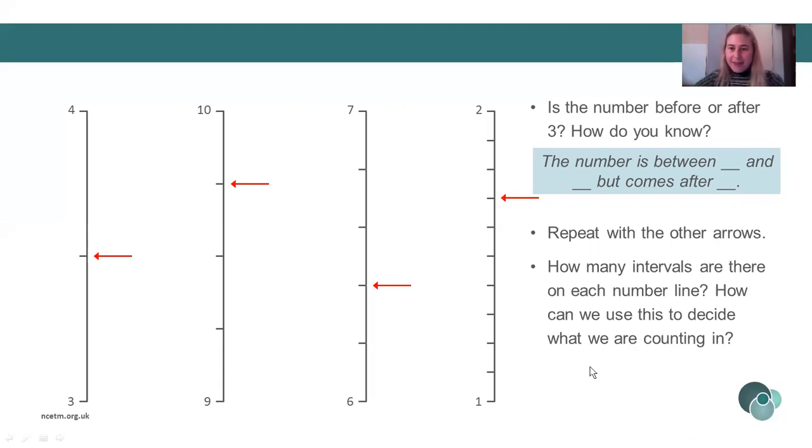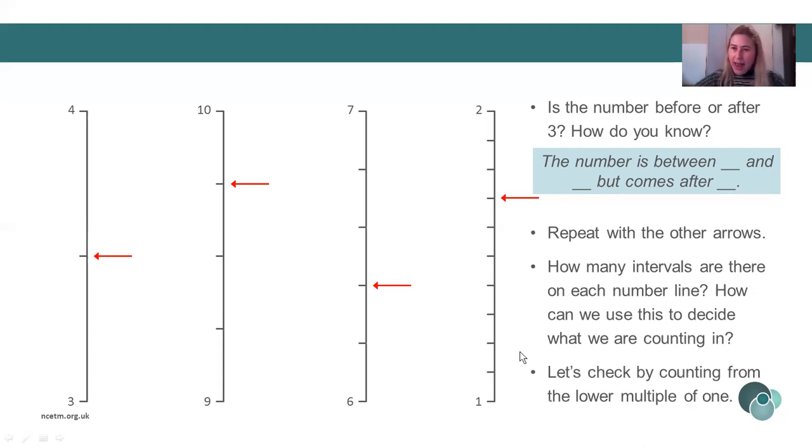Now I want us to do something different next. Now that we have thought about where our numbers are, we know that they're after 3, after 9, after 6, and after 1. We need to think about how many intervals there are on each number line so that we can decide what we're going to count in. So go through now, pause the video and think about what we would need to count in. Think about what each one has been divided into.